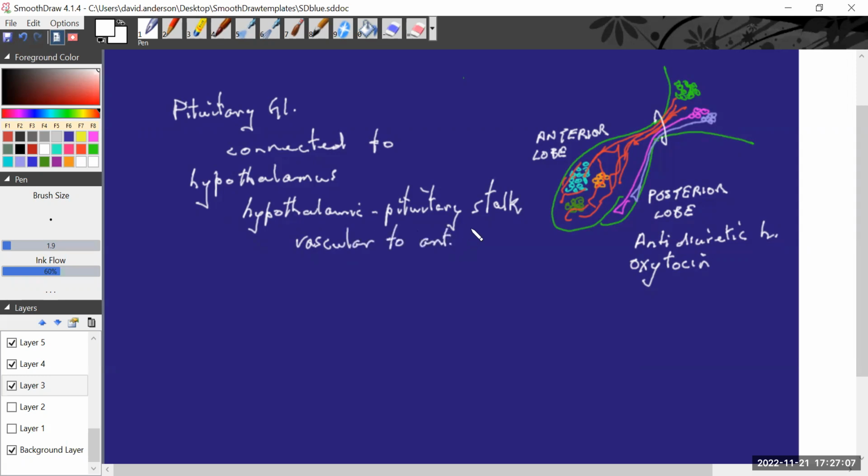Okay, and we've got a vascular component to the anterior lobe and neural to the posterior lobe. Okay, so if it's a vascular component to the anterior, it means that the cells in the hypothalamus are going to release a chemical messenger that's going to influence cells in the anterior pituitary gland. So they're actually producing hormones. So in the case of the posterior lobe, the hormones were produced and remained in the neuron to be stored in the posterior lobe as ADH, antidiuretic hormone, or oxytocin, posterior lobe.